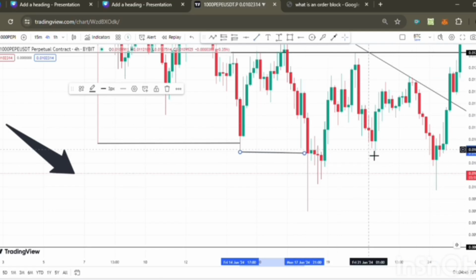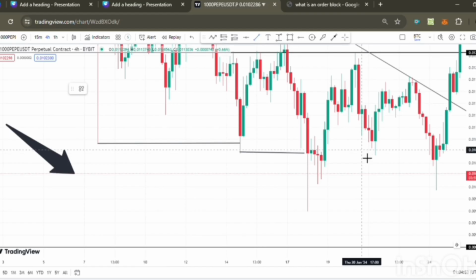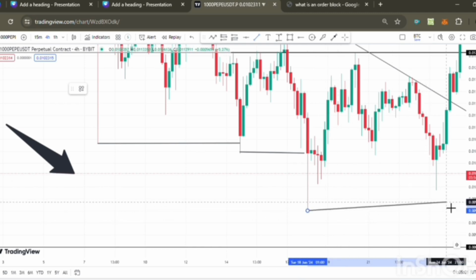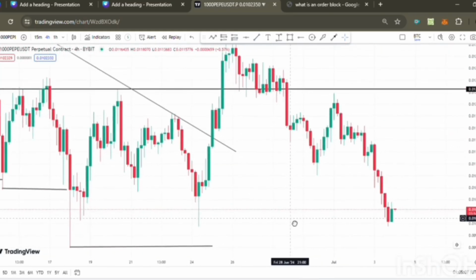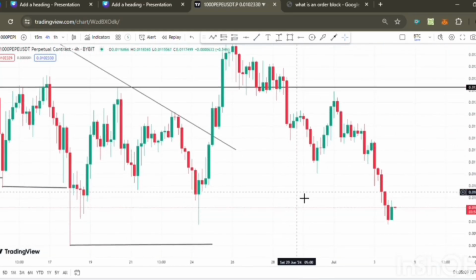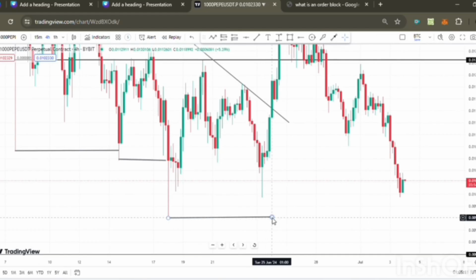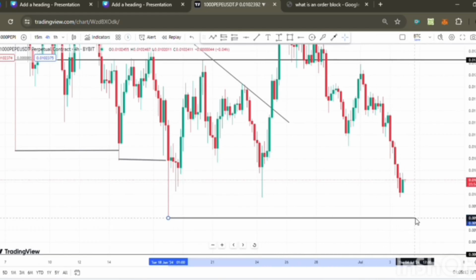Now it gets to here. Remember, the market was previously breaking structure to the downside. Now it gets to here, and the market could not break any structure again, thereby making a change of character, indicating that the market could not break any structure here. As you can see, the market has not broken any structure again. This is where the market is currently.